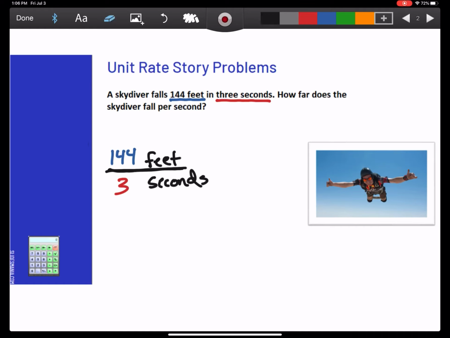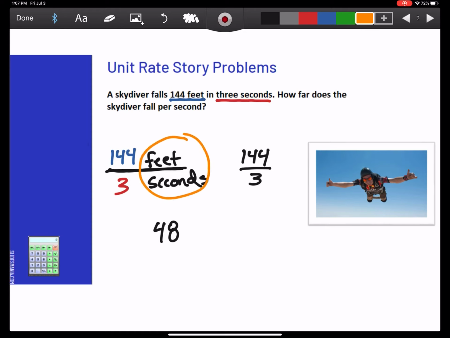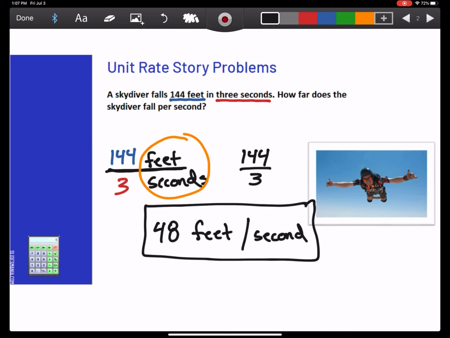So if we clean this up, we have 144 divided by 3. Well, now you have your calculator. You can go ahead and solve that and write down what you get. If you do 144 divided by 3, you will get 48. Now remember, we need to go back and look at our units here. Feet per second. That is our answer. So the question, how far does the skydiver fall per second? The skydiver falls 48 feet per second.